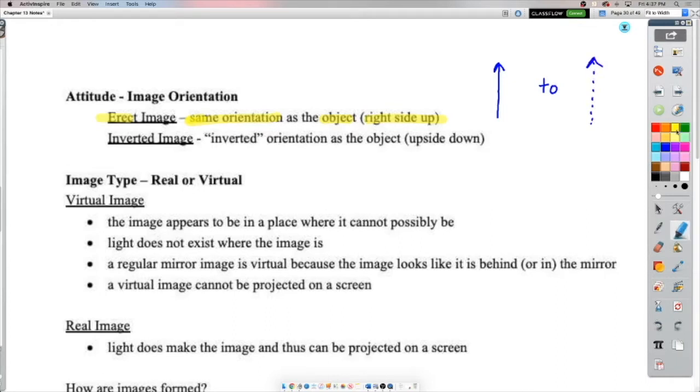The other one you can probably guess, if it's inverted, an inverted image has the opposite orientation from the object. So it will look upside down. So if we start out with an object that looks like that, guess what our image is going to look like?